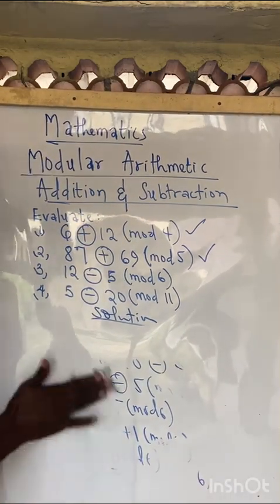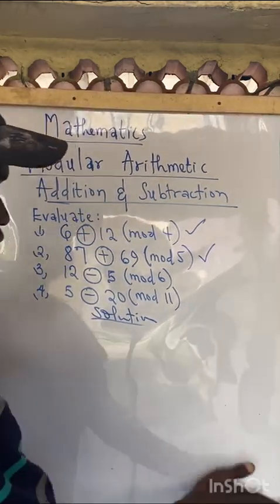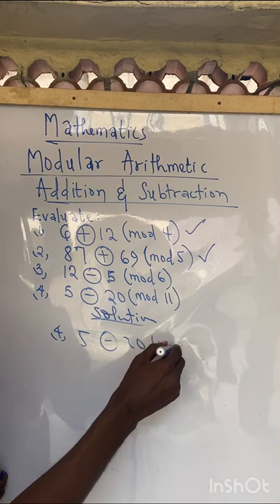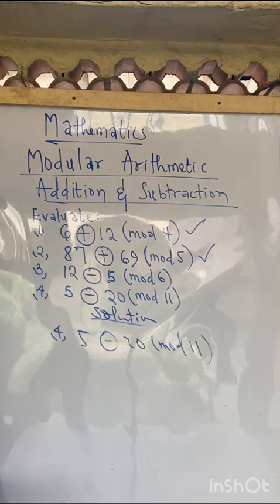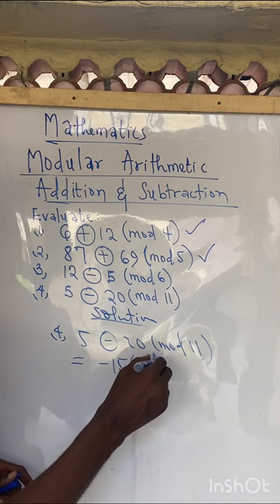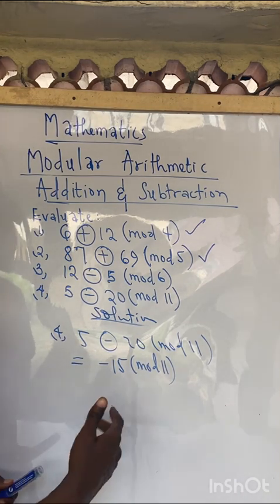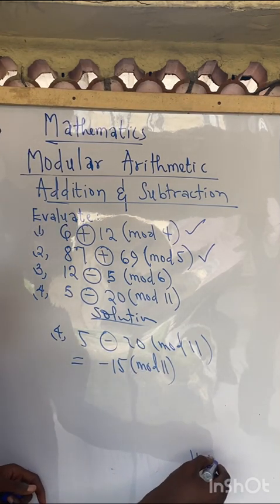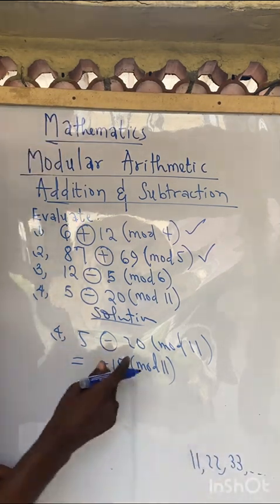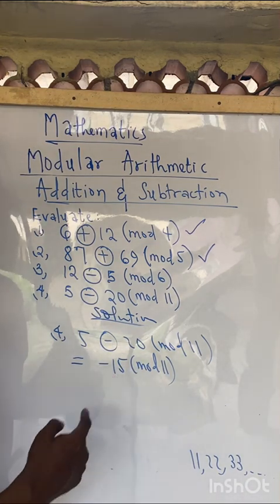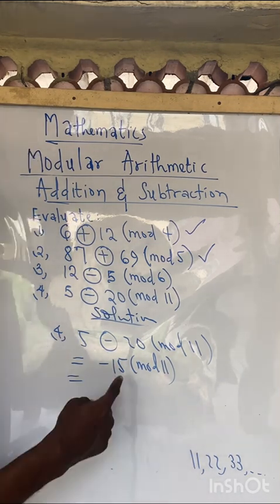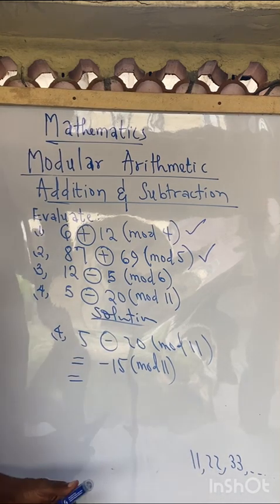So you can see, let's go to the last question, which is number 4. Number 4 question is saying 5 minus 20 mod 11. First thing, let's go normally. 5 minus 20 will give me minus 15 mod 11. So what do we do? We have to write the multiples of 11. 11 times 1, 11. 11 times 2, 22. 11 times 3, 33. Out of all of these, the one that is slightly bigger than 15 is 22.